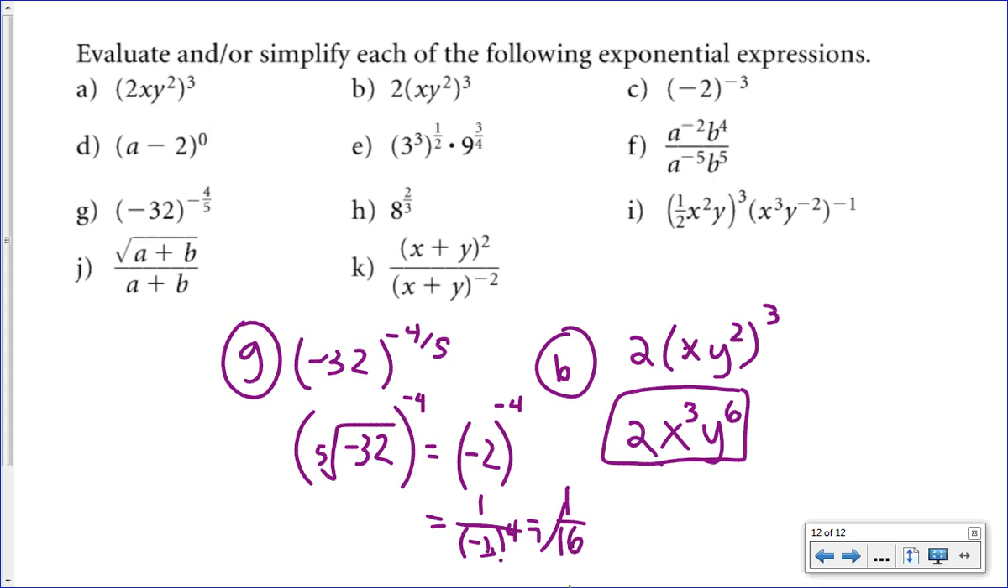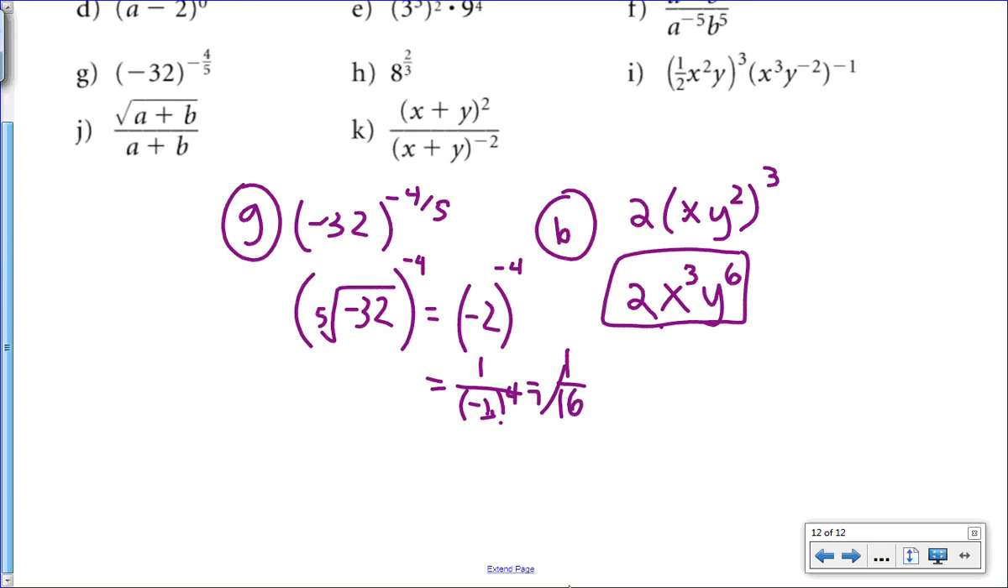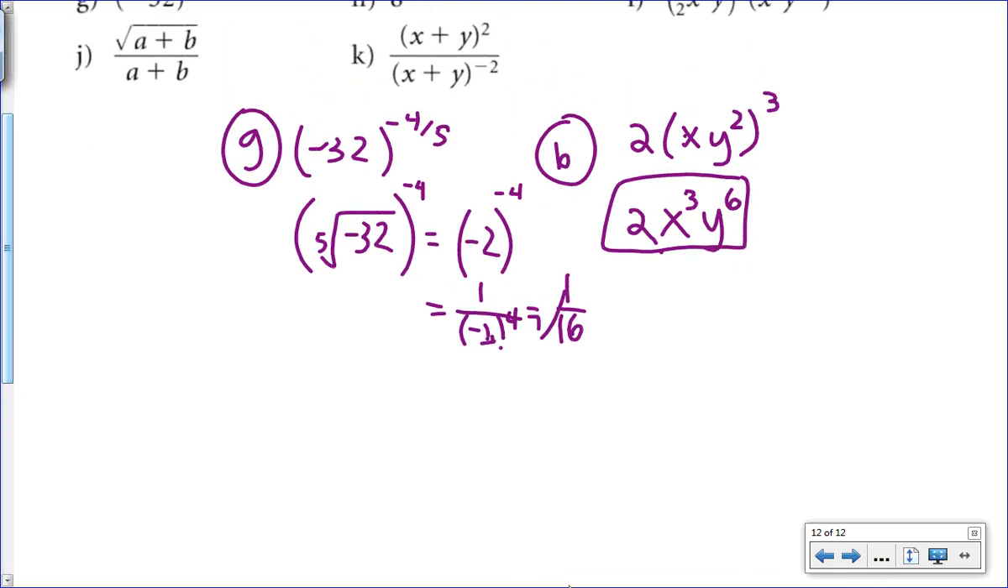And is there any other example here worth doing? The other ones you're going to have to play with. You may not be very good with something like K right from the outset, but I'll show you this one. There's a similar one on your homework. So question K says x plus y squared, and we're multiplying it. Oh, well, actually, we'll say dividing it by x plus y to the -2 power. I was already in my head simplifying.